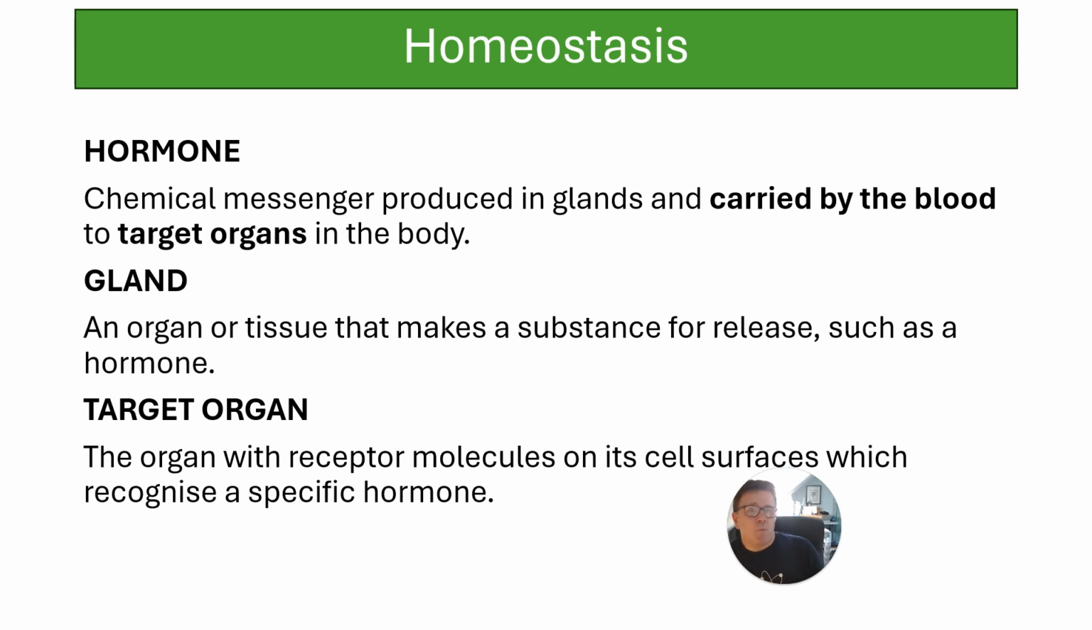So they might say, what is a hormone? It's a chemical messenger produced by glands, and it's carried by the blood to target organs. What is a gland? Well, it makes a substance for release, such as a hormone. And then target organs, they have receptor molecules on their cell surfaces which recognize a specific hormone.